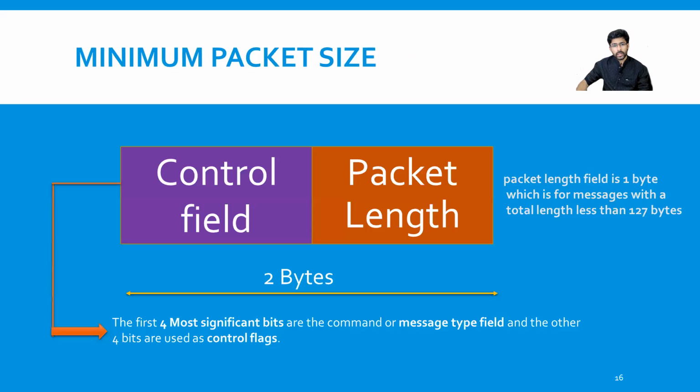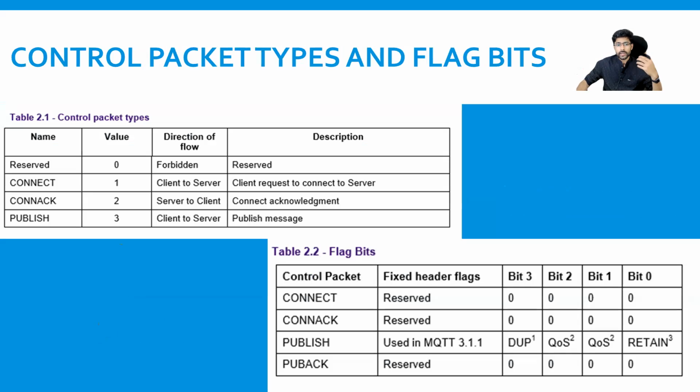So if you talk about the control header, there is a control field and packet length. The packet length field is 1 byte, which is for messages with a total length less than 127 bytes. So let us see what the control field means, which is 1 byte. Here you can see there are different control packet types: connect, CONNACK, publish, right? Connect is sent between client and server to initiate the communication, that you are trying to connect with the broker so that you can start communicating and send some data from the device to the gateway, where your broker is running, right?